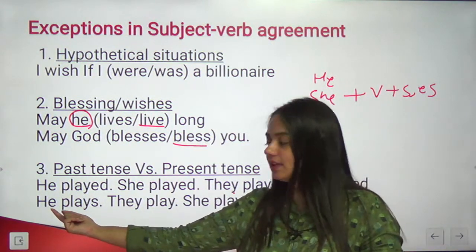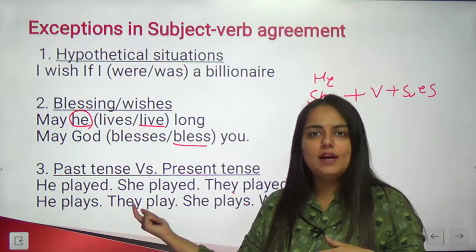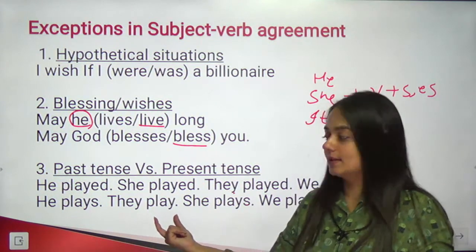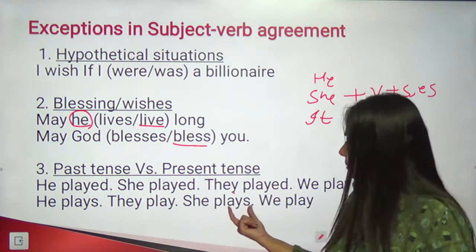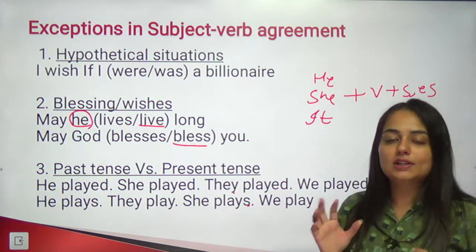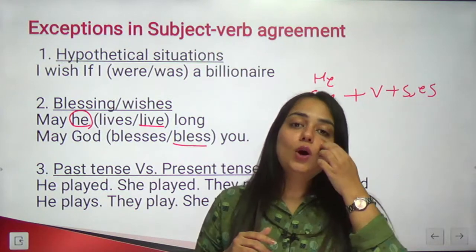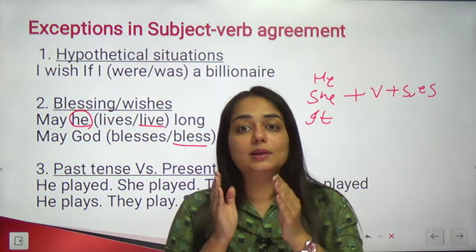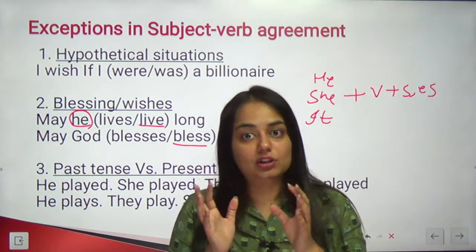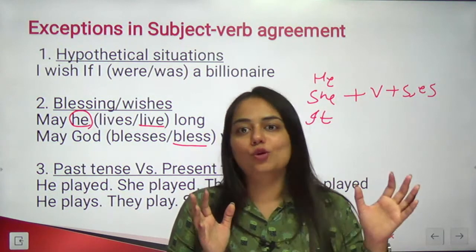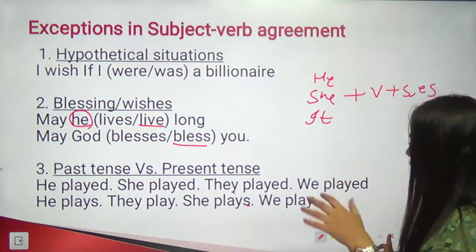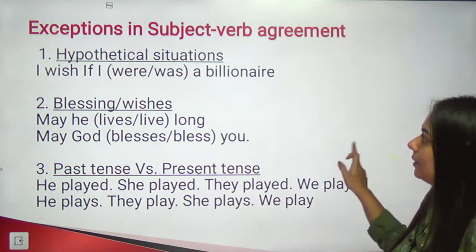If we have third person singular he, it will be plays. If we have a third person plural, which is they, it will be simply play and not plays. She is a third person singular, plays. We is a first person plural, it will be play. So it's simple. In English, when the subject is singular in the simple present tense, you will add s or es to the verb. If the subject is plural in the simple present tense, you won't add s or es to the verb. So it's opposite. Try to remember it, and if you are confused about it, just see the video again.